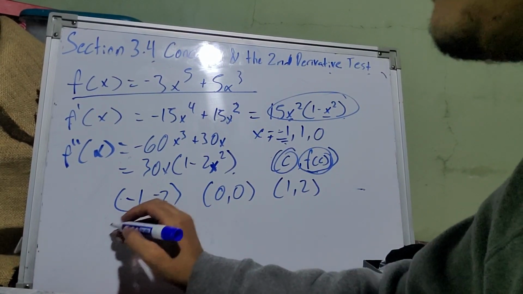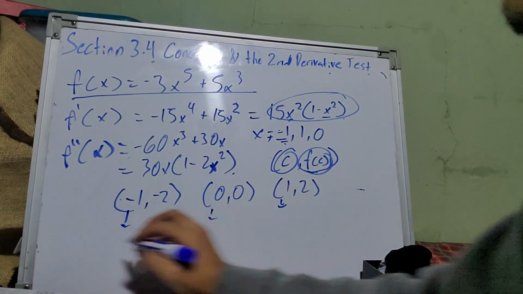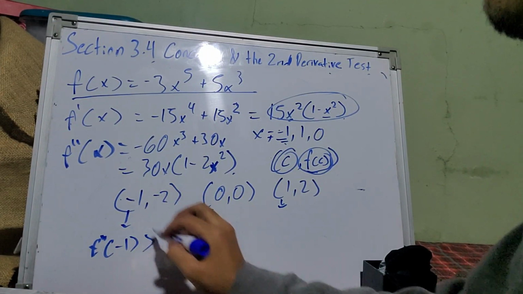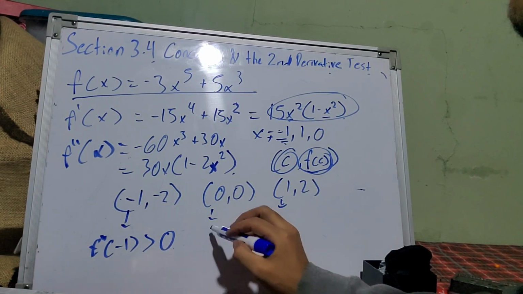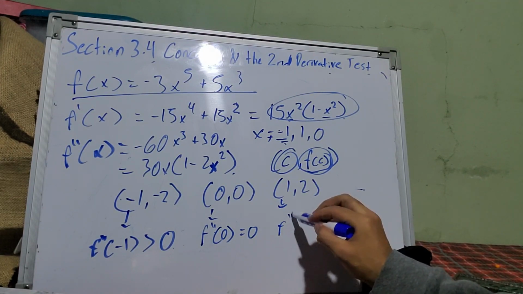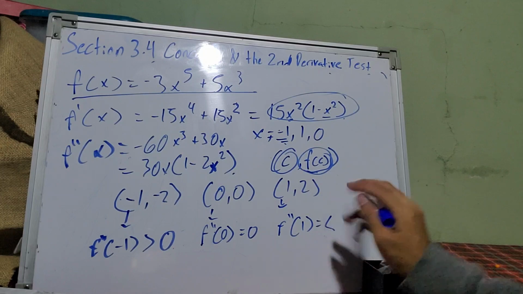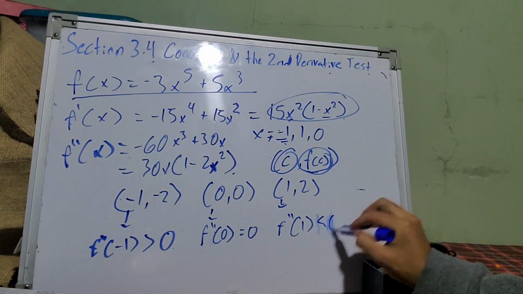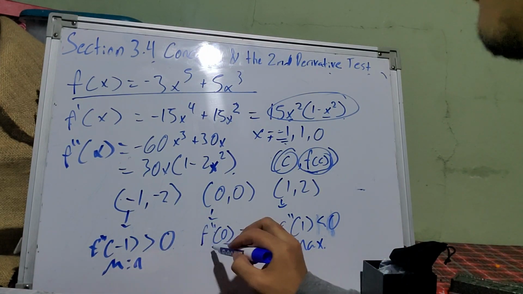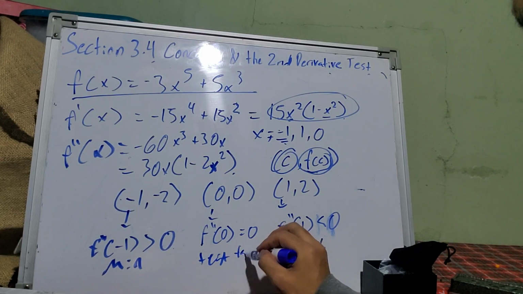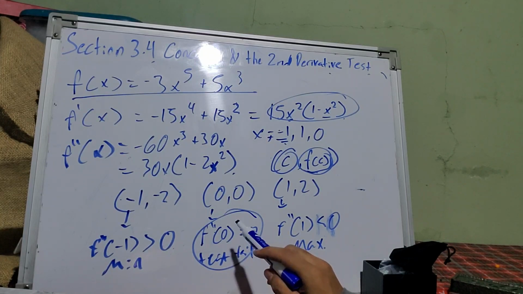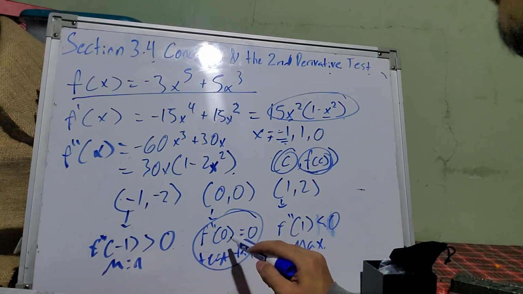By plugging in the x value found here into the second derivative, we'll find that f double prime of -1 will result in something greater than 0, f double prime of 0 will equal 0, and f double prime of 1 will present us with something less than 0, giving us a relative max here, relative min, and a test failing here. We'll have to use the first derivative test to determine the cause on why this fails.